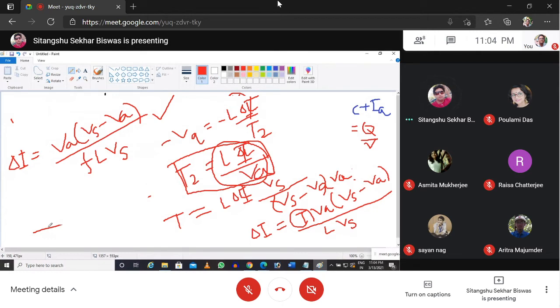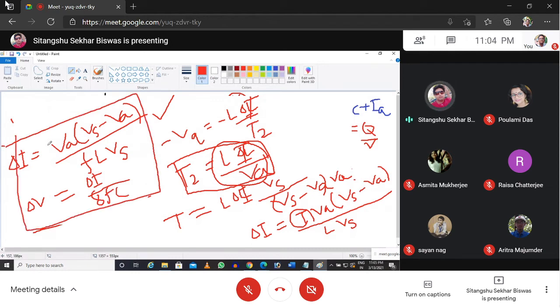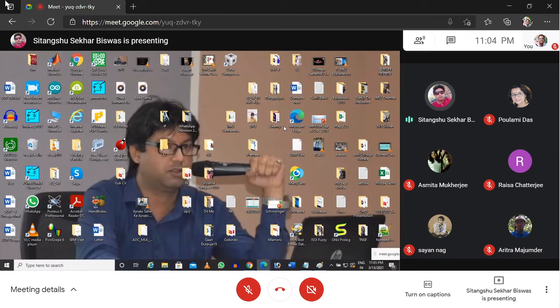And what I did earlier, the output ripple voltage, is equal to del I divided by 8 F C. So these are the two basic formulas we have now obtained to design a buck converter. Now let us simulate it. What is the buck converter?